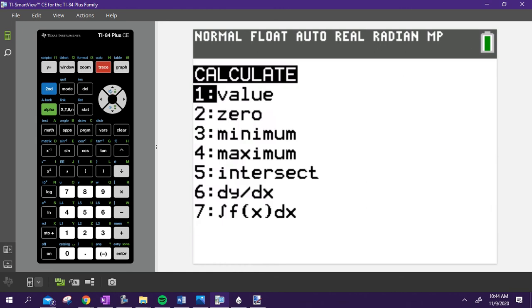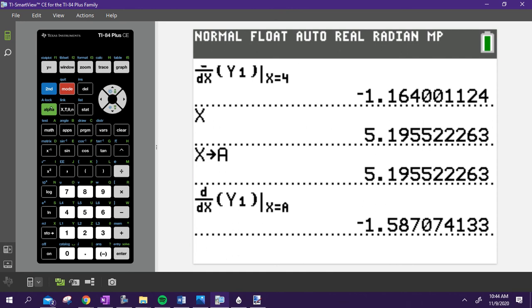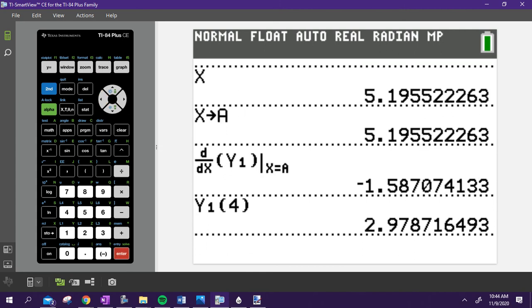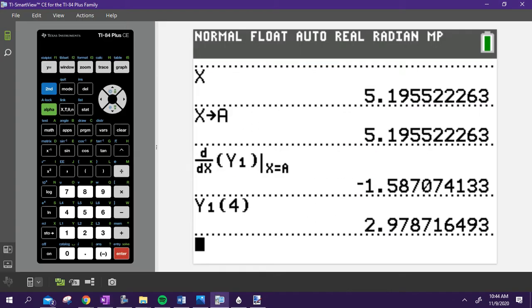Plug it in. There's a couple ways you can do that. You can go calculate the value and plug in 4. That works perfectly well. I always like doing it this way: Alpha F4, Y1, and plugging in the number 4. I'm going to hit enter. There's my answer, 2.979. Round to 3 decimals every single time. So I'm going to write that down. You need to write that down. The velocity is this.